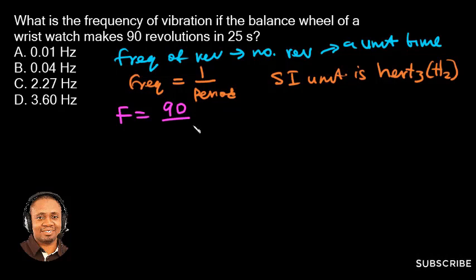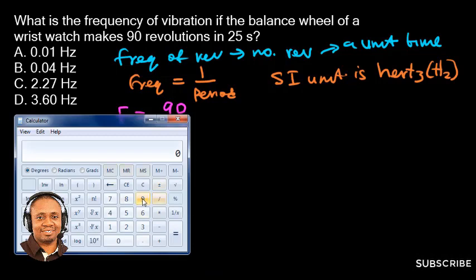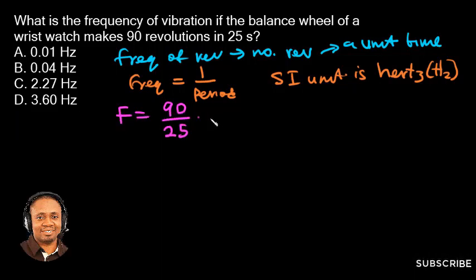What time does it take to run this? It takes 25 seconds. Okay, so now we want to divide 90 by 25. So 90 divided by 25, this will give us 3.6 hertz. So this is 3.6 hertz. Alright, so the answer option D is the right answer.